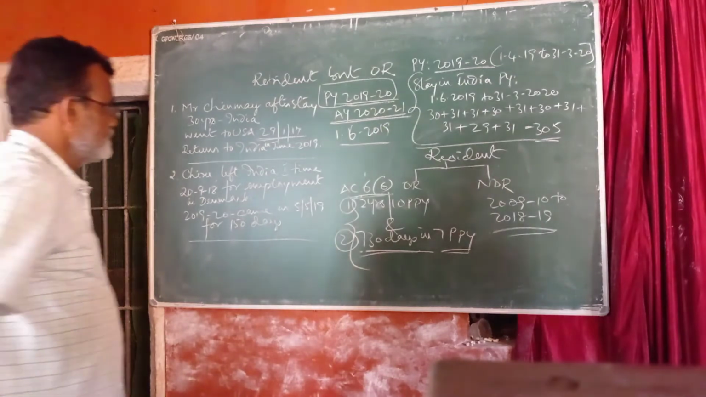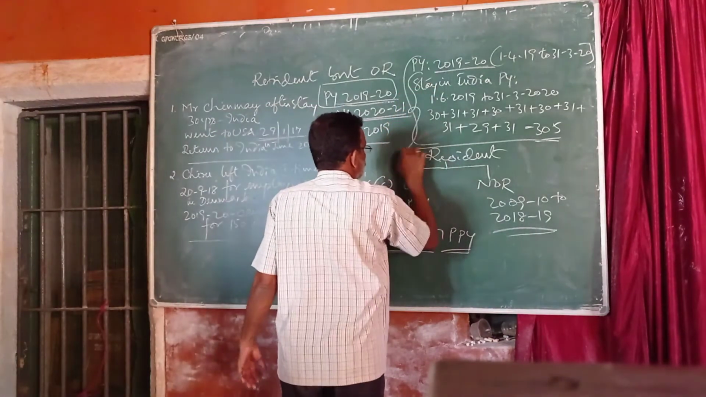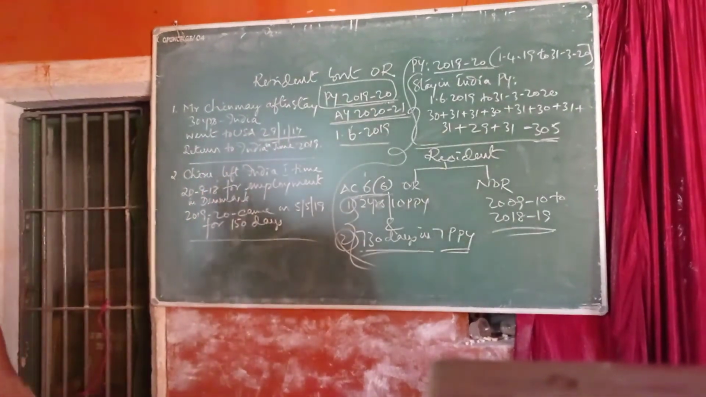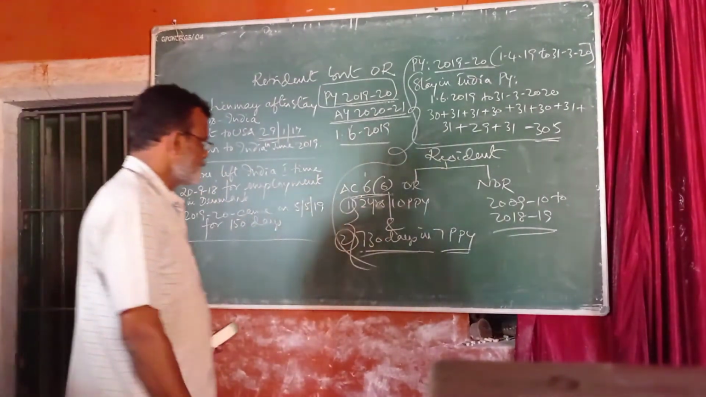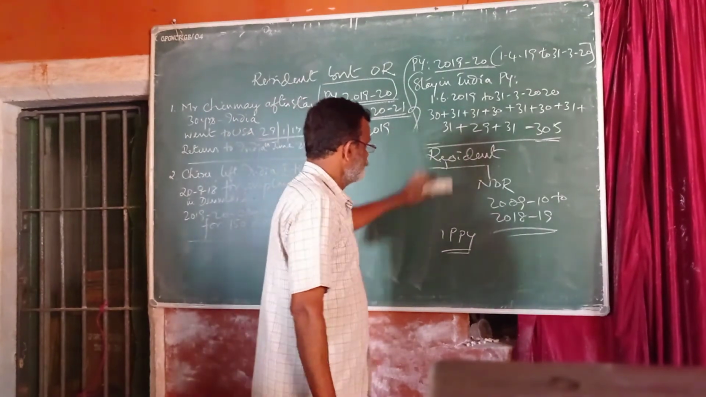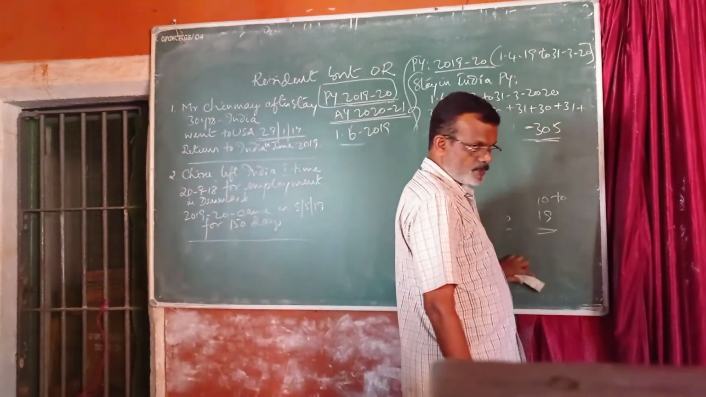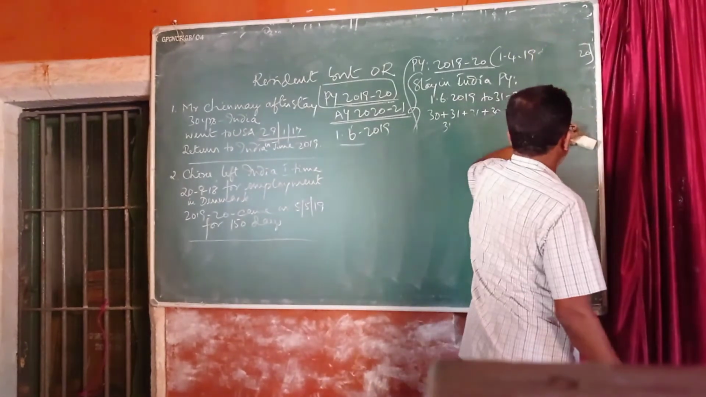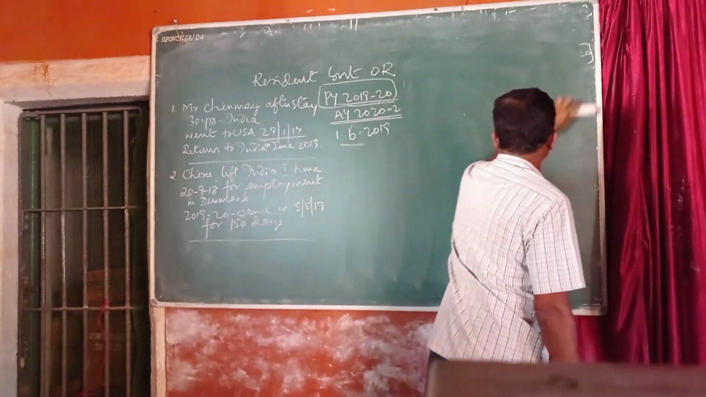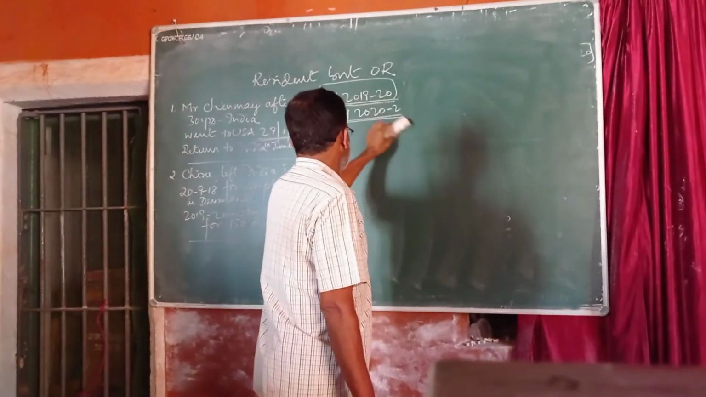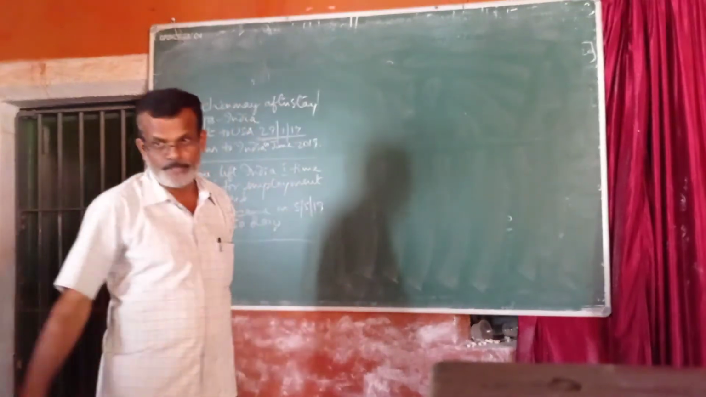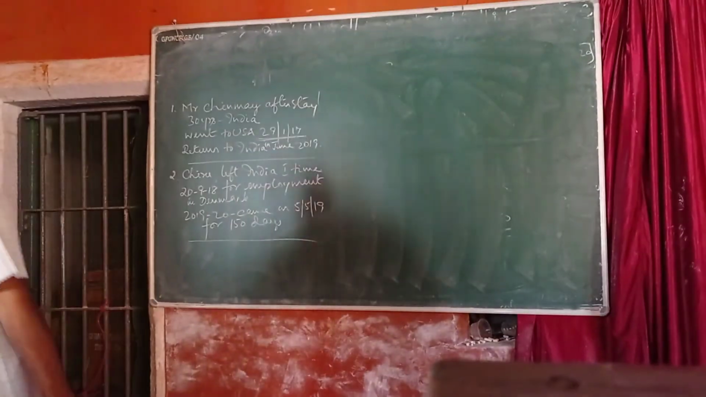So this is the working notes. And you have to write the explanation why he is a resident and what are the conditions for deciding non-resident or not resident, and finally the answer. What was he in the previous year 2019-20 or the assessment year 2021.